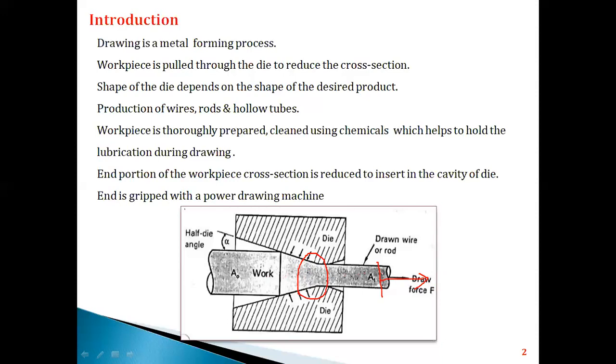So for this pulling, we are applying some mechanical gripping devices. It may be in the form of a bench equipment, or it may be a draw block equipment also, which are responsible for drawing this material in the form of wires, rods, or hollow tubes. Generally the metal undergoes plastic deformation by the action of some reaction forces through this die also.